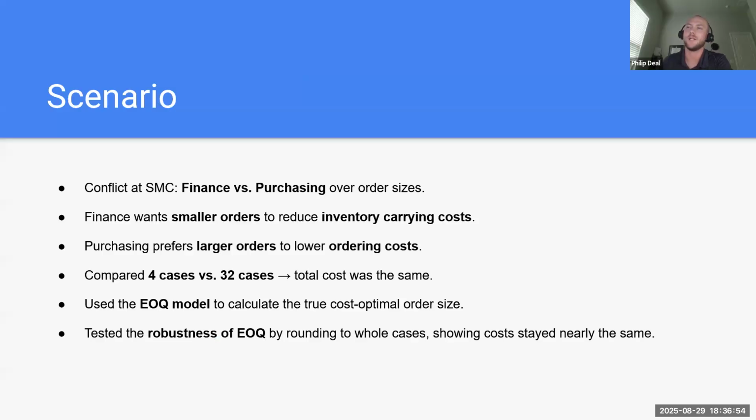Our scenario, conflict at SMC, is finance versus purchasing. It's really over order sizes. Finance wants to know if it's more cost effective to order smaller amounts, and procurement is interested in ordering larger amounts. We are comparing 4 versus 32 cases. We're trying to use an EOQ model to determine the optimal order amount.